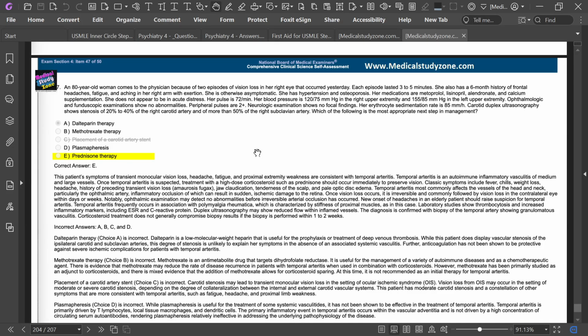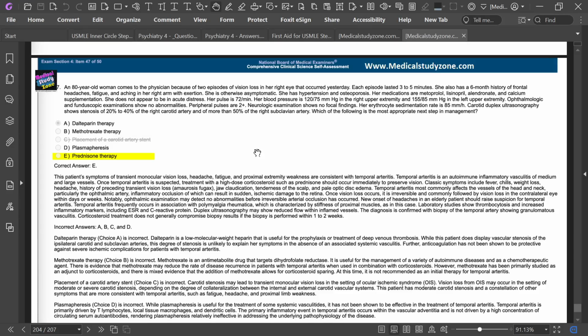Classic symptoms include fever, chills, weight loss, headache, history of preceding transient vision loss, amaurosis fugax, jaw claudication, tenderness on the scalp, and pale optic disc edema.